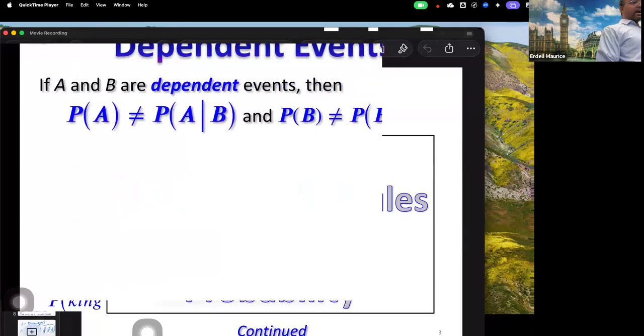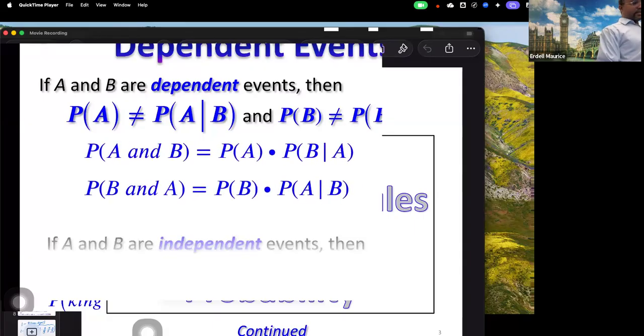Okay, yeah. And then, anybody remember what dependent events are? Two events that rely on each other. If one thing happens, it changes the probability the next thing happens. For example, if I get a king, the chance of me getting a king again changes if I am not putting the cards back in the deck. So they're dependent on each other.